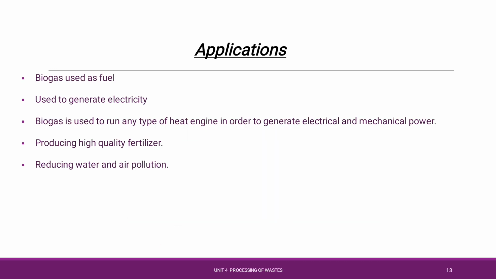Some of the applications of the biogas generated during the biomethanation process: the biogas can be utilized as a fuel, and this fuel source can be used for the generation of electricity and to run mechanical power, etc. And the humus, or the digested sludge, left over after the biomethanation process is rich in fertilizer value and can reduce water as well as air pollution.